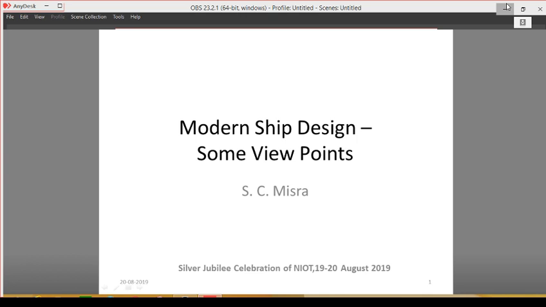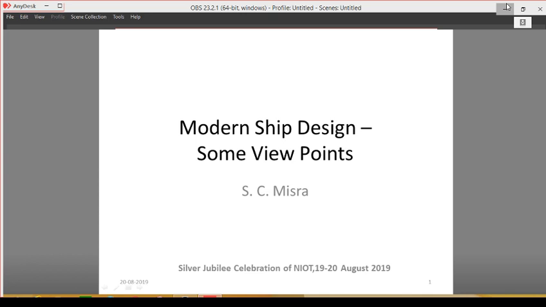Who do we design the ship for? Do we design the ship for the builder? Let's understand what is the builder's objective. The builder's objective is to build a ship at low cost and make a profit. Or do we build it for the owner or the operator? In this case, NIOT. Should we be looking at low operating cost, low lifetime cost for a specific lifetime of the product?